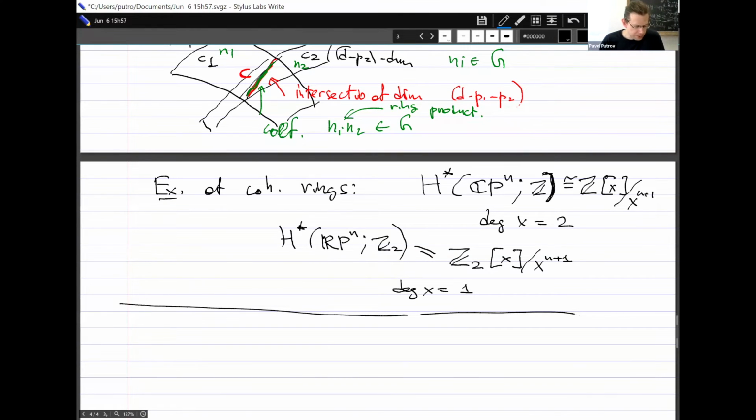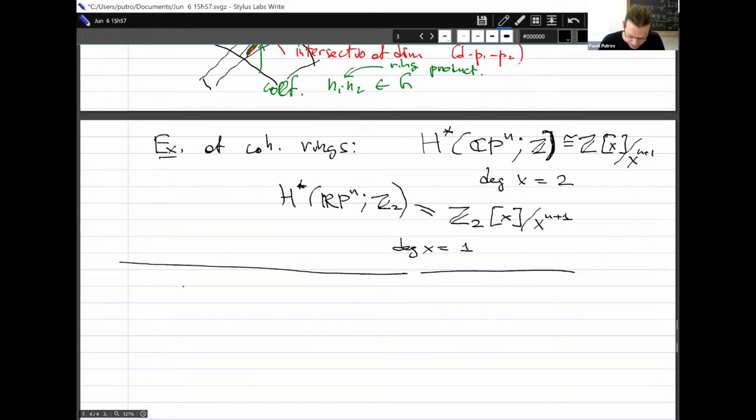So, for example, how can we construct a cohomology operation from a ring structure?